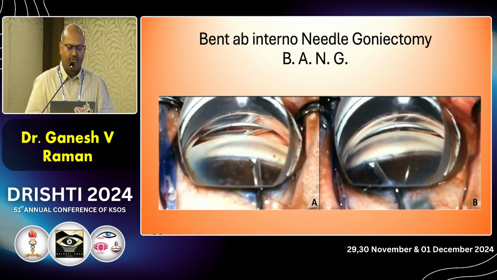Bent ab interno goniotomy is another simple device. This is very commonly done and very inexpensive. You just bend a 26 gauge or 24 gauge needle and then strip the nasal part of the trabecular meshwork.